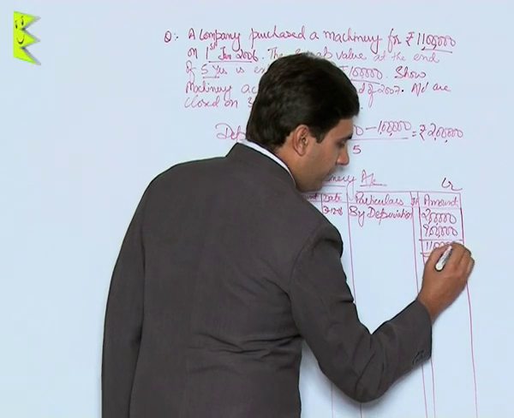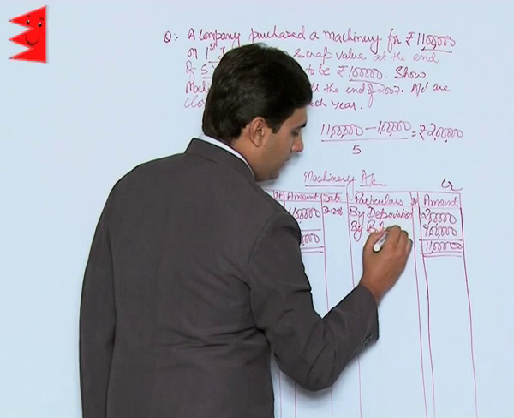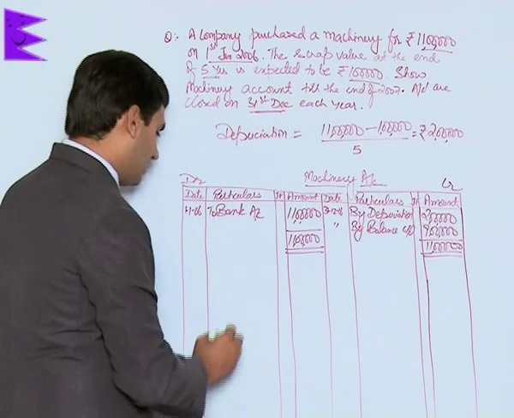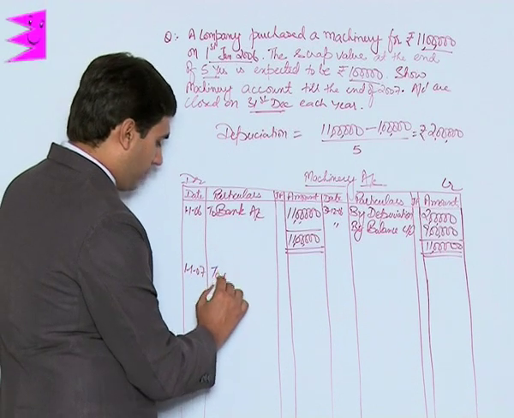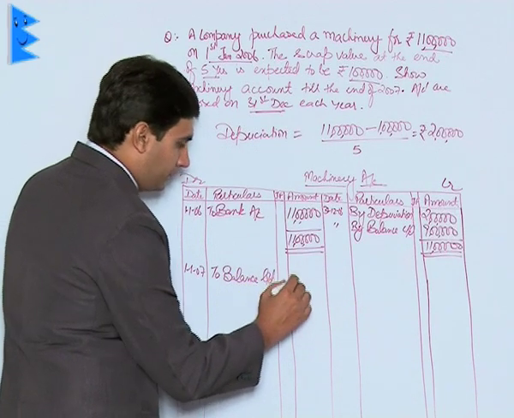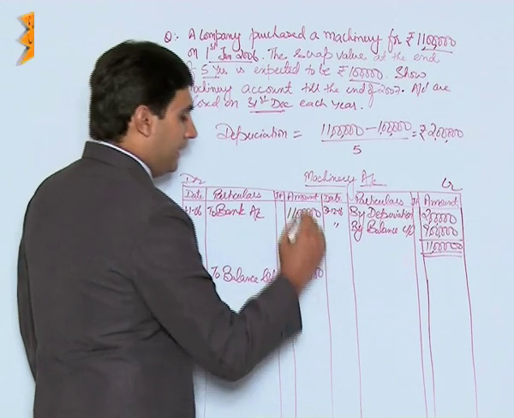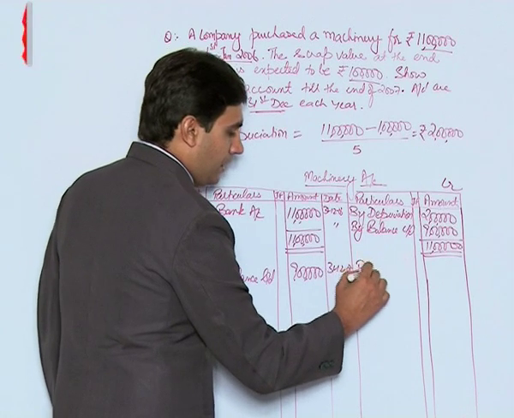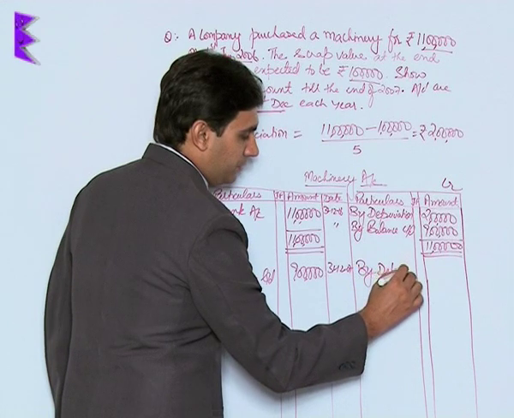The total would be same, and do mention here as by balance carried down. This closing balance of 2006 would be brought down on 1st January 2007 as opening balance. To balance brought down 9 lakhs. At the end of this year, that is 31/12/2007, again depreciation of rupees 2 lakh would be charged.